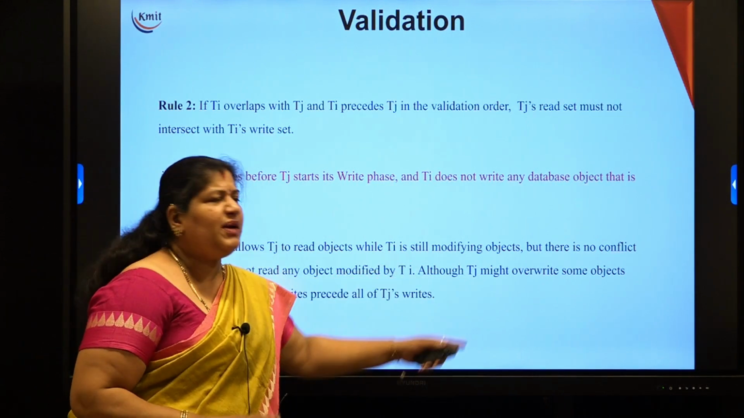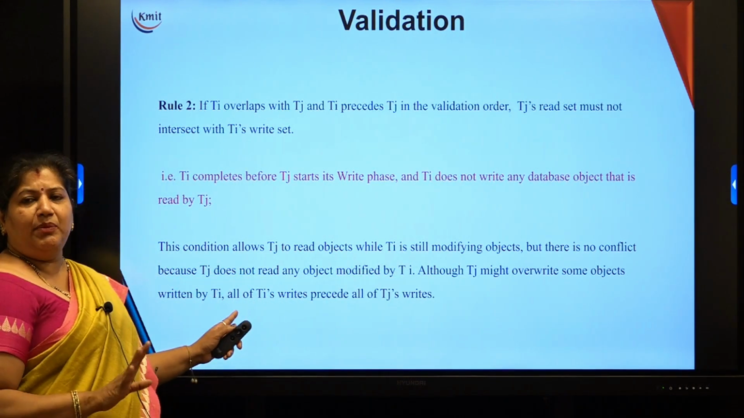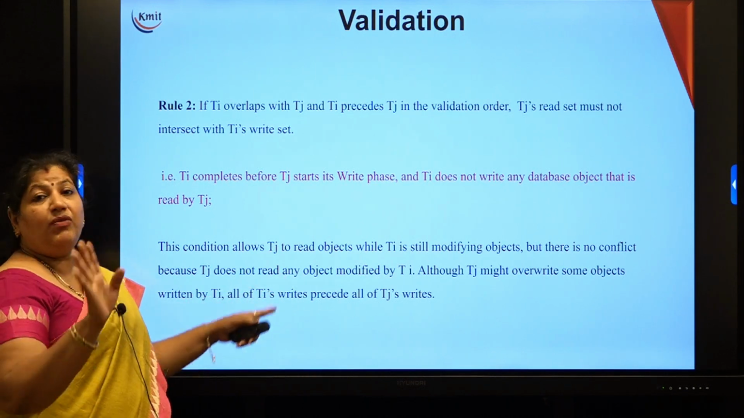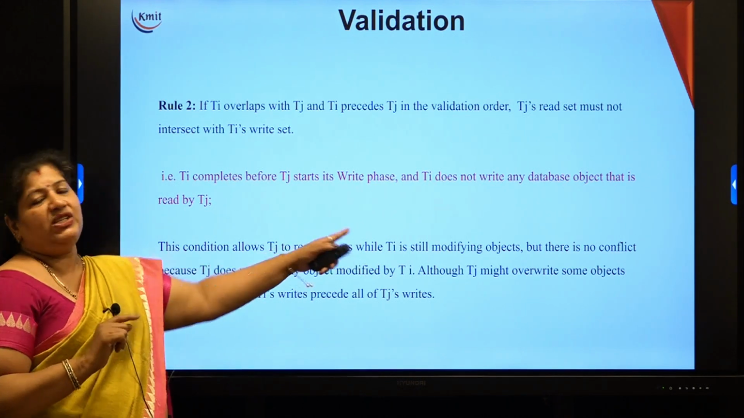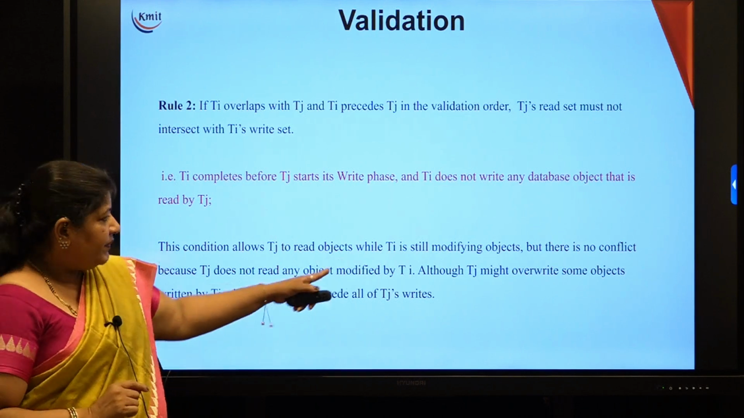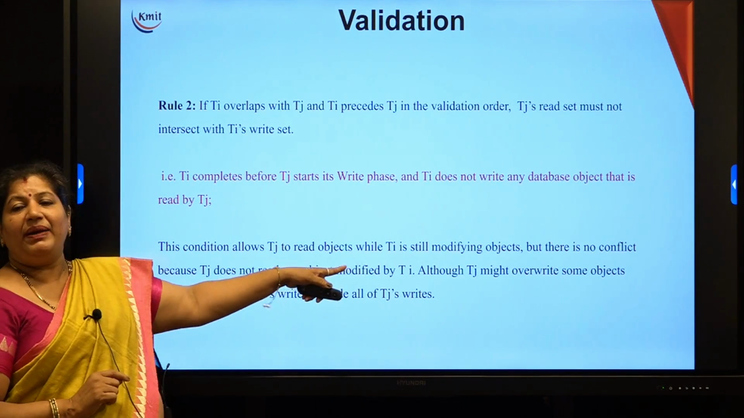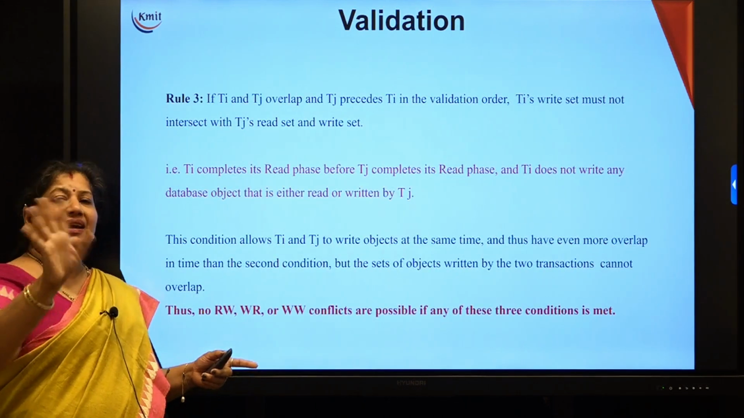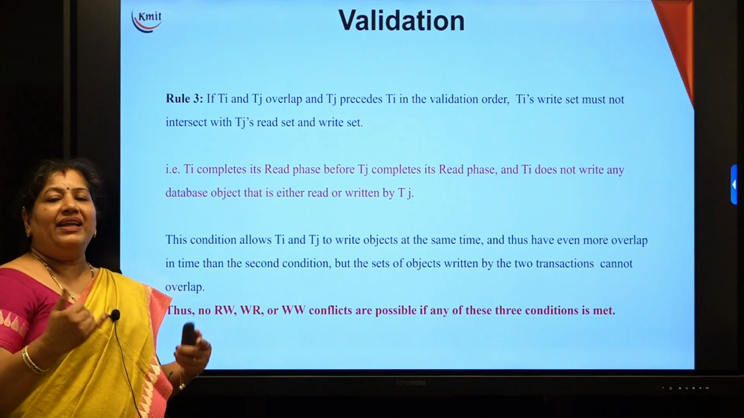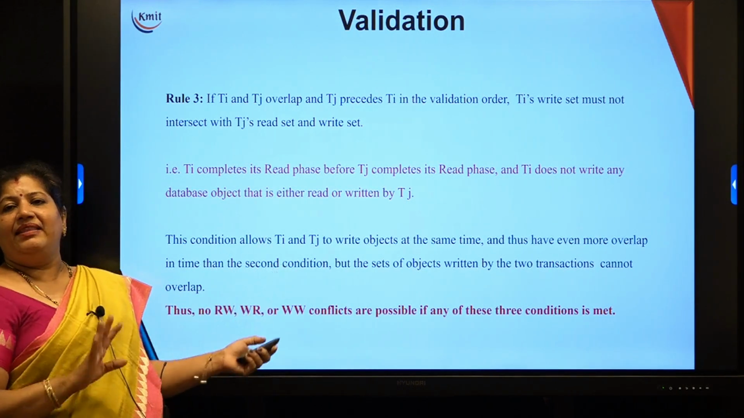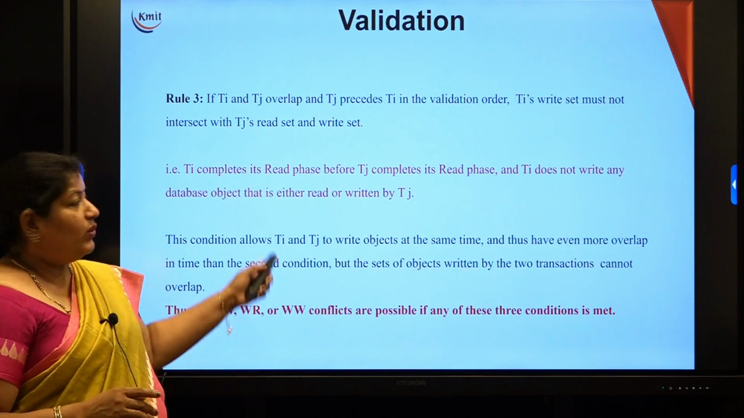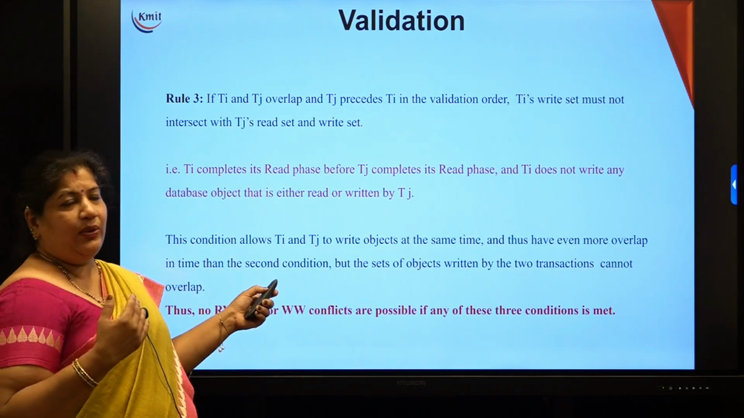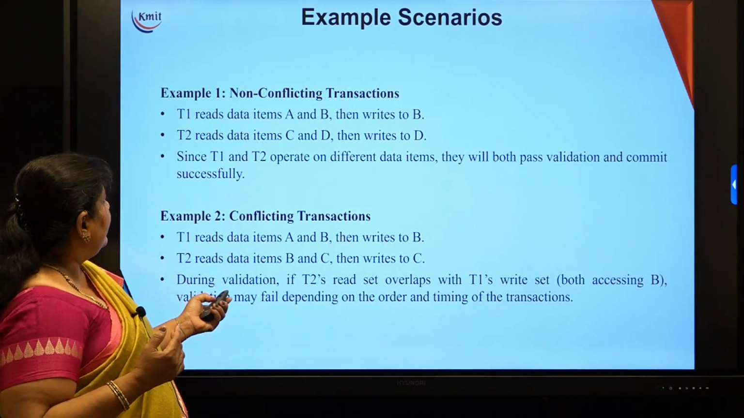So although Tj might overwrite some of the objects written by Ti, no problem, but Tj will not read any item which is modified by Ti. Tj will not read what is modified by Ti. That means uncommitted reads will not be there. So that is why you can be guaranteed that there won't be any conflict. So this rule holds also, you continue, it is validated.